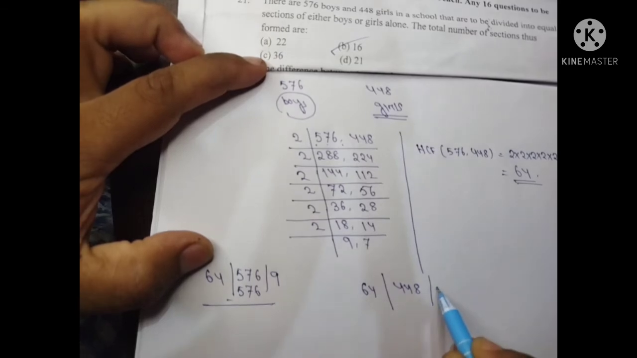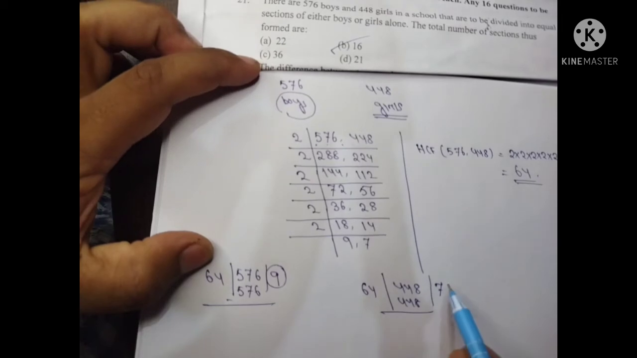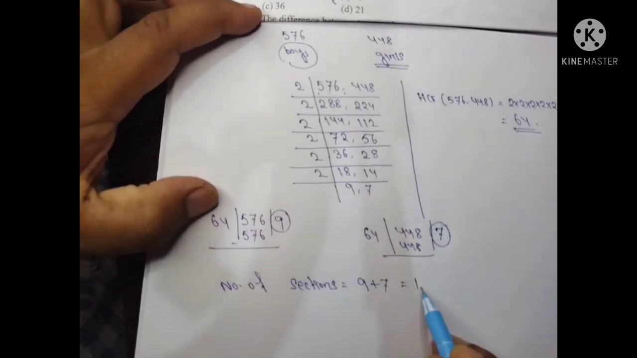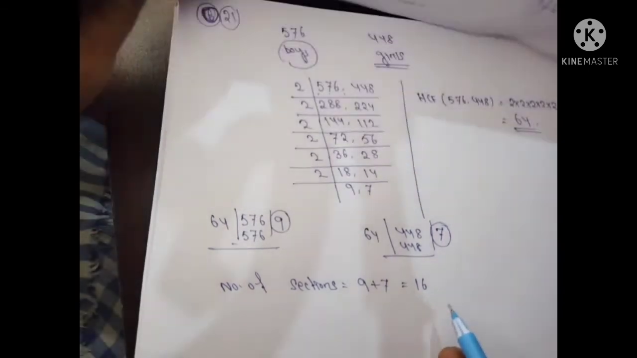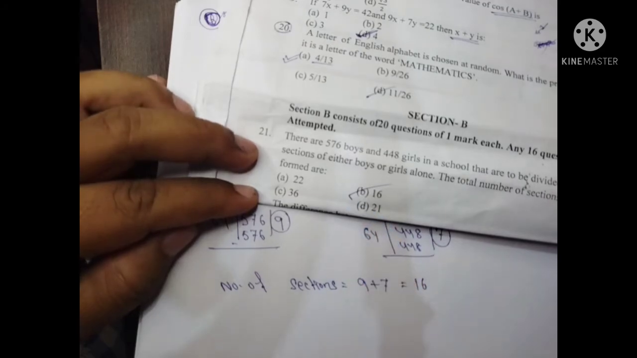And it will be 7. So there are 9 sections for boys and 7 sections for girls, and in each section a total of 64 students. So the number of sections is equal to 9 plus 7: 9 sections for boys, 7 sections for girls. So the total number of sections is 16. So here you can see option B is the right answer for question number 21.